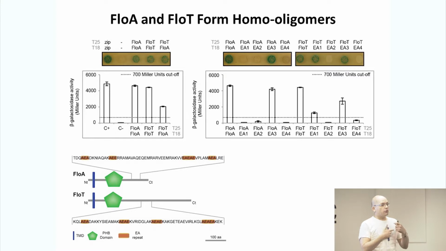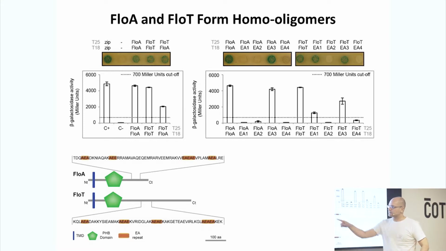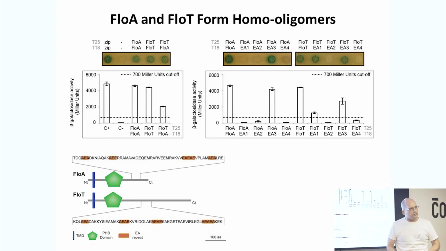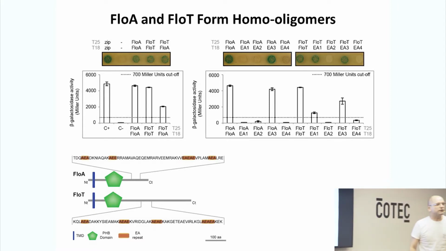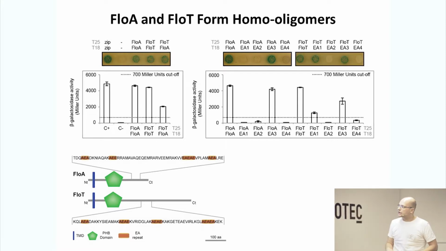So do they interact? Do they recognize themselves? Is FloA specific to interact with FloA? Because we are seeing colocalization, but that doesn't really mean that they are actually interacting with each other. This is a bacterial two-hybrid assay that we use to check interaction between FloA and FloA, and FloA and FloT. We see a strong interaction between FloA with FloA and FloT with FloT. But there is also a strong interaction between the different flotillins, FloA and FloT. There's quite a network going on between these two flotillins.